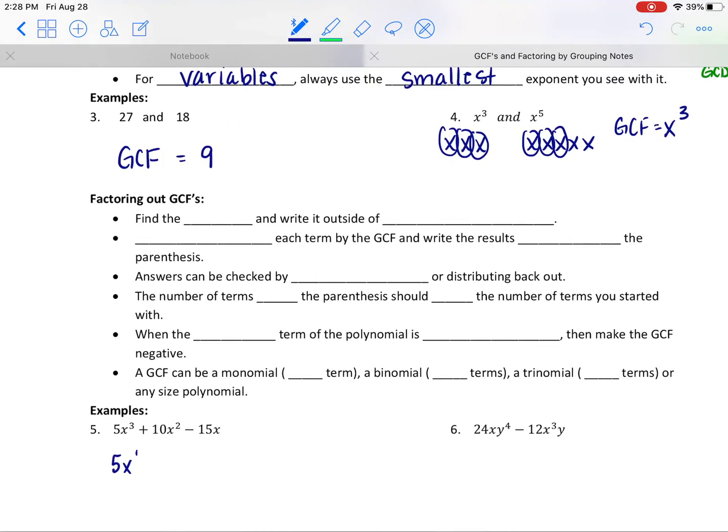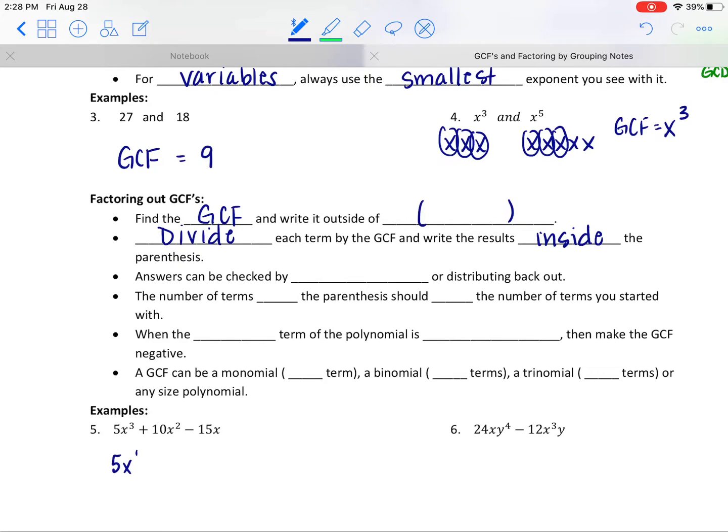Here. We want to figure out what our GCF is for the terms that we're looking at, and then we're going to write it outside of a set of parentheses. To figure out what goes inside of the parentheses, we're going to divide. If we divide each term in our polynomial by that GCF, then the results of the division go inside of the parentheses.